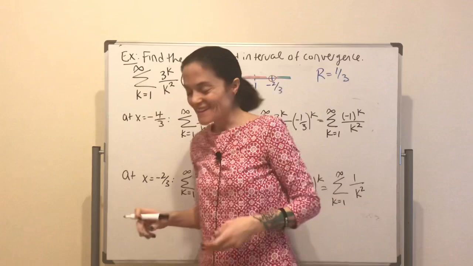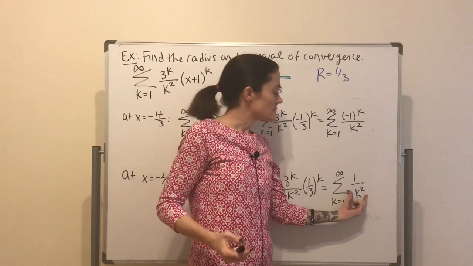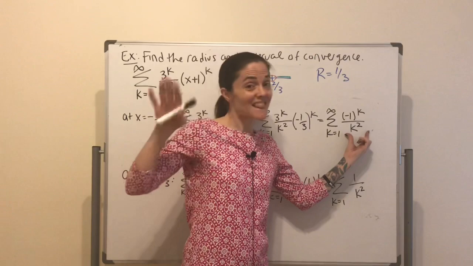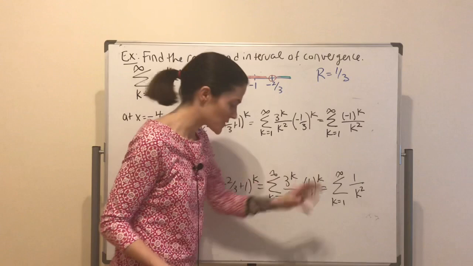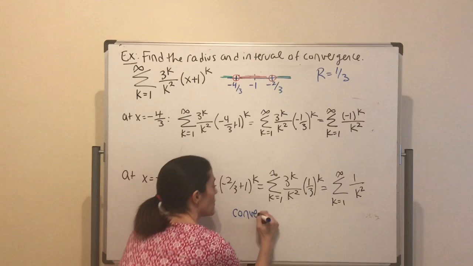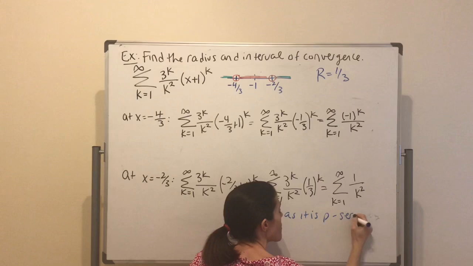Now, you see, this one is very similar to the last one. Term by term, it's the absolute value of what we see in that one. This is one where I can use my knowledge of how series converge to do them at the same time. So let's justify the non-negative series first. Well, this converges as it is a p-series where p equals 2, bigger than 1.